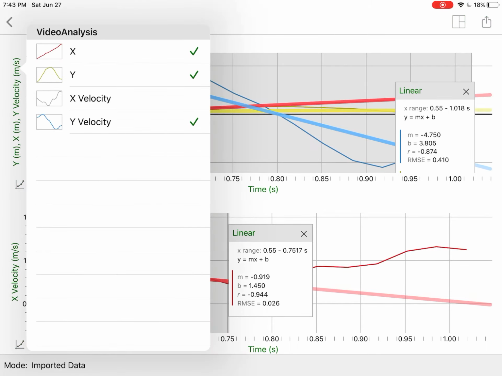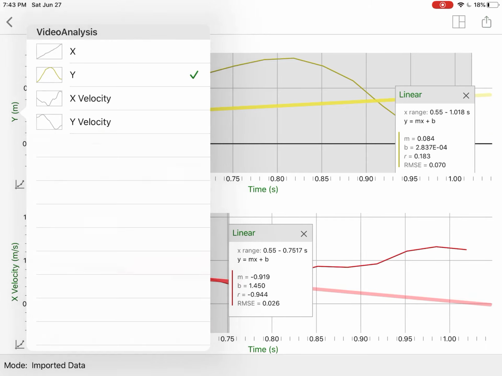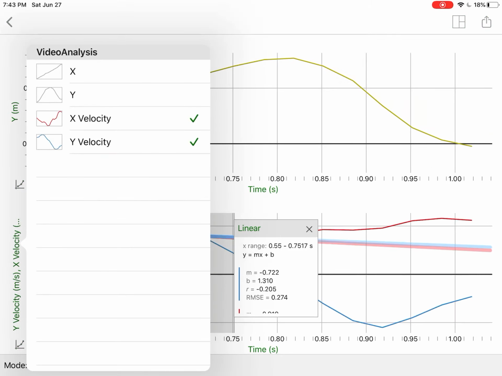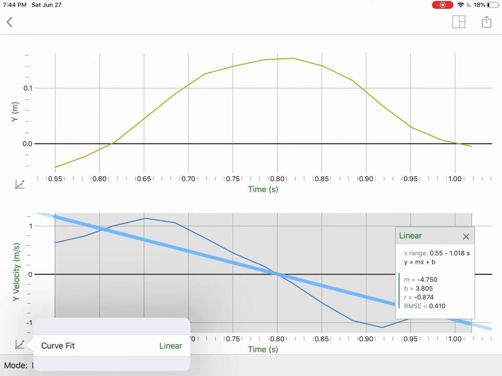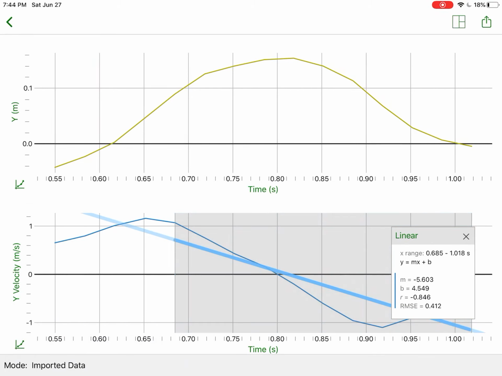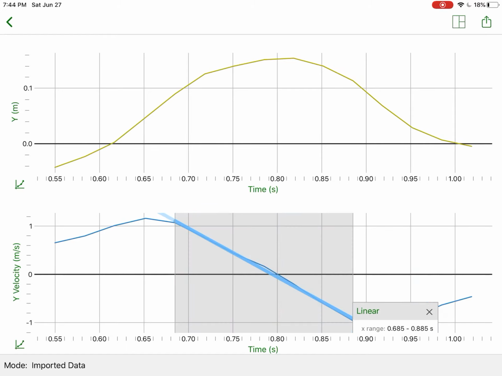So let me change over to the y, not that y, that y. There we go. In the top graph, the position versus time graph, you can see that this is not a linear fit anymore, and this makes sense because we know that there should be an acceleration in the y component, so there's not really a need to analyze the top graph anymore. On the bottom graph though, you can see that my line is not completely linear, but the middle part is fairly linear, so I can get the slope of that. Do the curve fit.